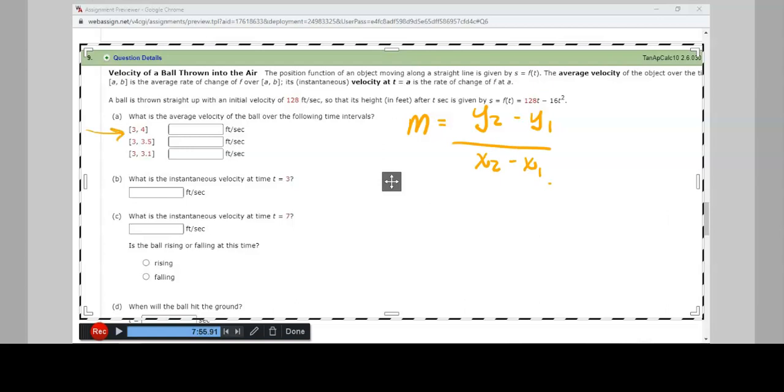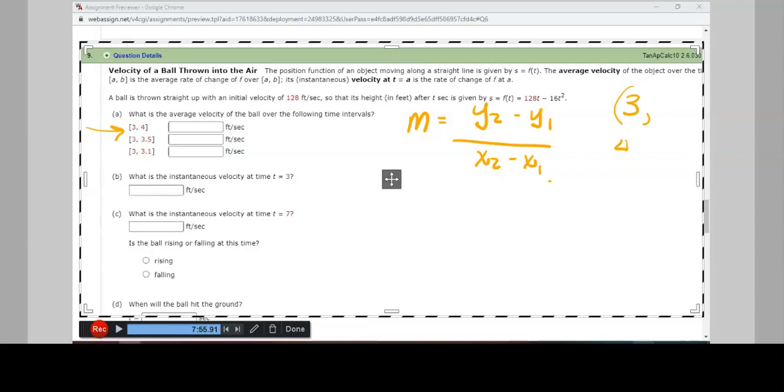So for this first one, I'm going to use x values of 3 and 4. So I know that if I shove in a 3, what's it going to get me? If I shove in a 4, what's it going to get me? So what I have is 128 times 3, and then I'm going to subtract off 16 times 9, because 16 times 3 squared. So minus 16 times 9 is going to give me 240. So if I shoved in a 3, I got 240.